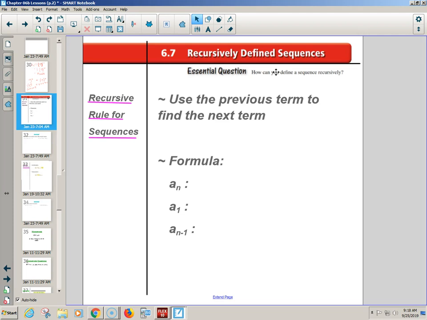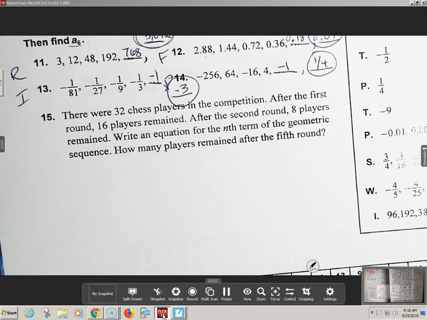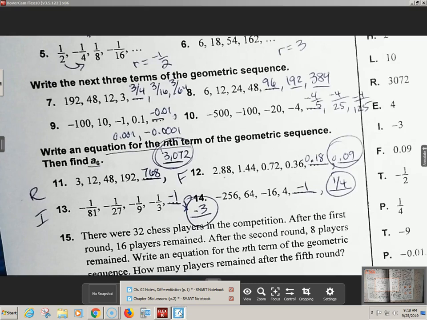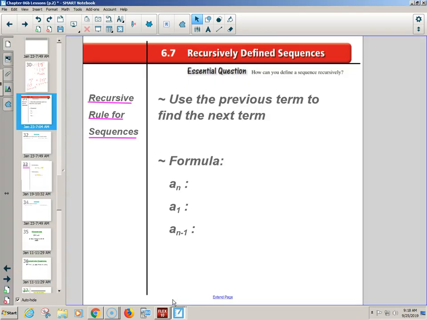Recursively, it sounds awful. Recursively defined sequences. Don't worry, it's not that. Recursively defined sequences. Use the previous term to find the next term. Wait a minute. Isn't that what we were doing here? Hold on, did you guys read the notes that you took today? Recursively, or recursive rule. Use the previous term.